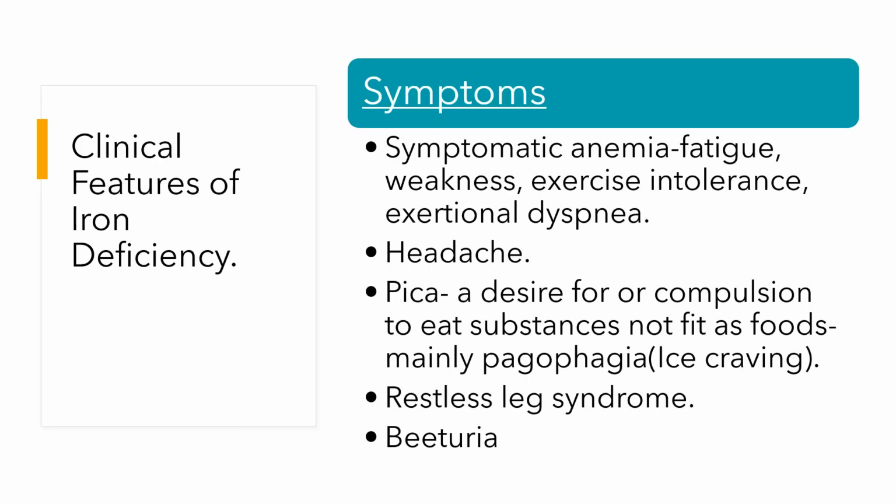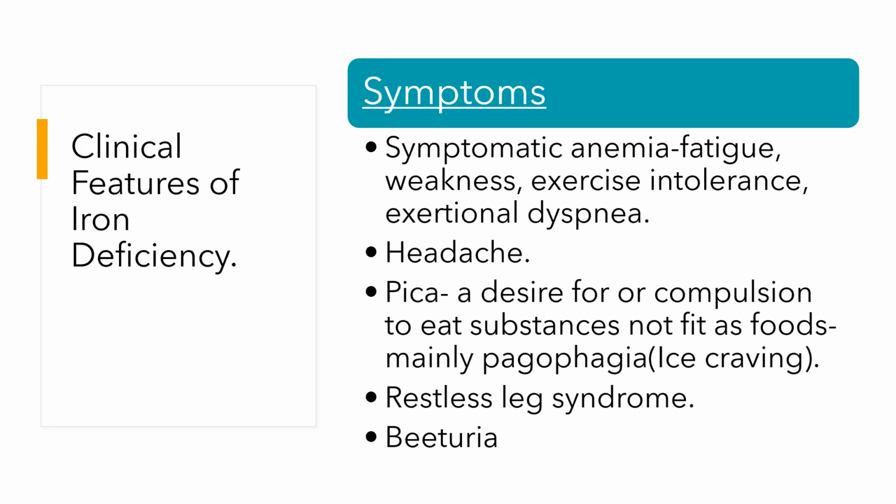So what are the features of iron deficiency? I would like to talk about these features later when I'm going to talk about iron deficiency without anemia. But basically, it can be symptomatic anemia, with weakness, exercise intolerance, and dyspnea, sometimes headache, and they can present with pica. Pica means compulsion to eat substances not fit as food, and mainly they are having ice craving, which is significantly specific for iron deficiency.